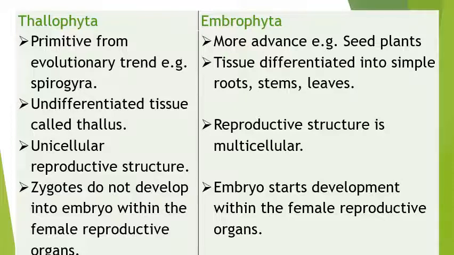Now, Thallophyta plants possess unicellular reproductive structure. While in Embryophyta, their reproductive structure is multicellular. Can you see the difference? Thallophyta unicellular, Embryophyta multicellular. Another difference between them is that in Thallophytes, their zygotes do not develop into embryos within the female reproductive organs. While in Embryophyta, embryos start development within the female reproductive organs. That's another difference between Thallophyta and Embryophyta.